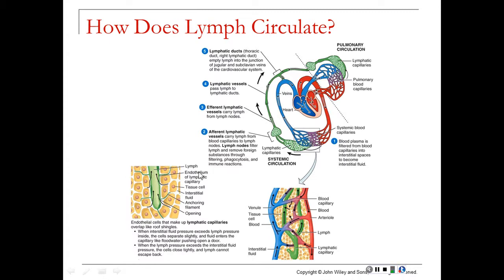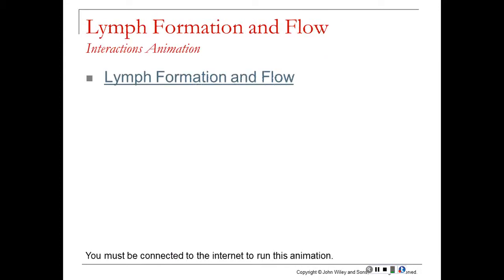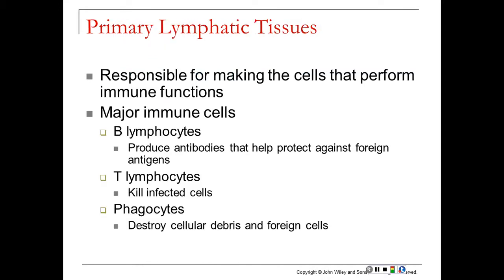This diagram here shows you a more detailed view of those lymphatic capillaries. You can see those endothelial cells kind of overlapping like shingles, allowing for the one-way passage of that fatty lymph material to get into those lymph vessels, or lymph capillaries, I should say. When the lymph pressure exceeds the interstitial fluid pressure, those cells are going to close tightly. The lymph cannot then escape back, which is another reason why it works as a one-way valve. This animation here goes through the process of lymph formation and lymph flow throughout the body.